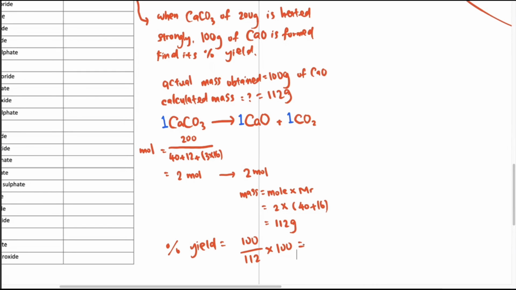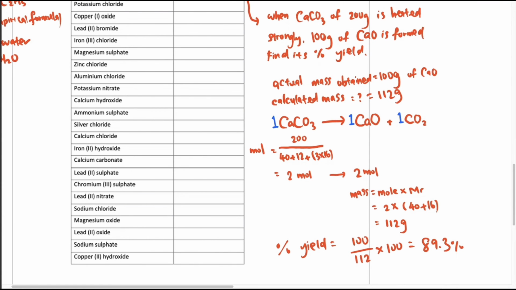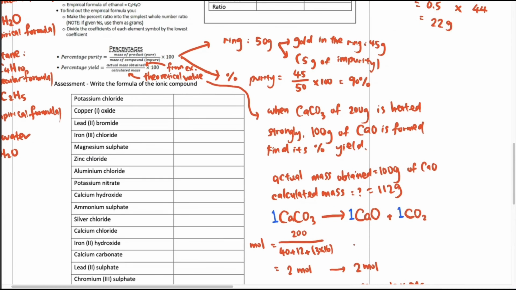Then you get 98.3%. So something like this. This is how we do the percentage yield. Experimental value divided by theoretical value times 100.